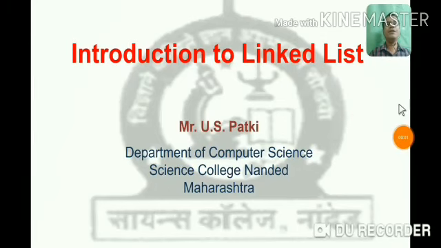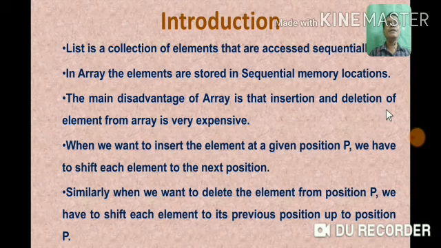Hello friends, today we are going to discuss the next data structure that is called a linked list. A linked list is also another type of sequential data structure, that is, a linear data structure. In a linear data structure, we have already seen that the elements can be accessed sequentially, one by one. So a list is also a sequential data structure.